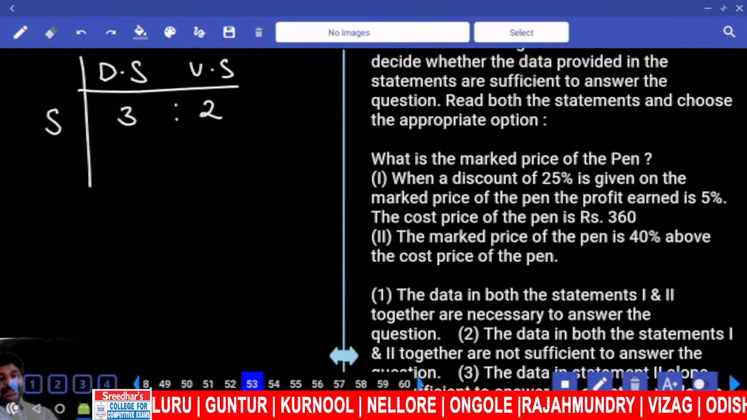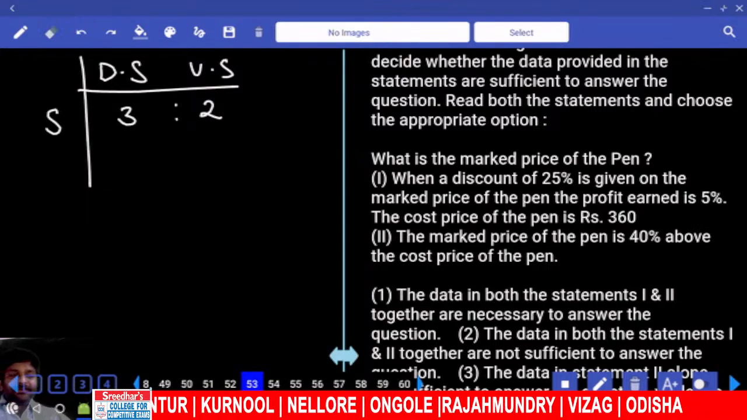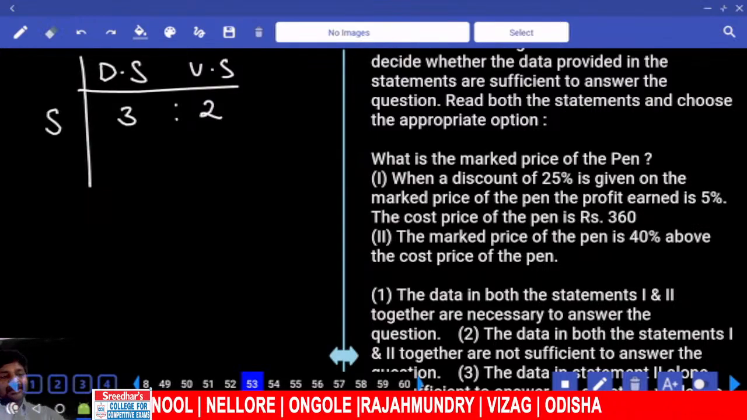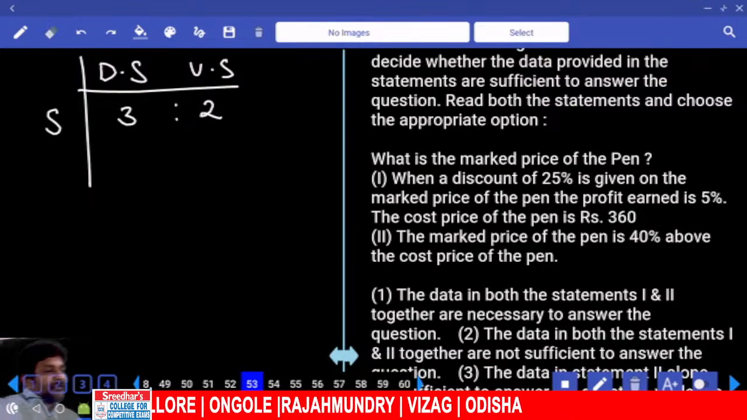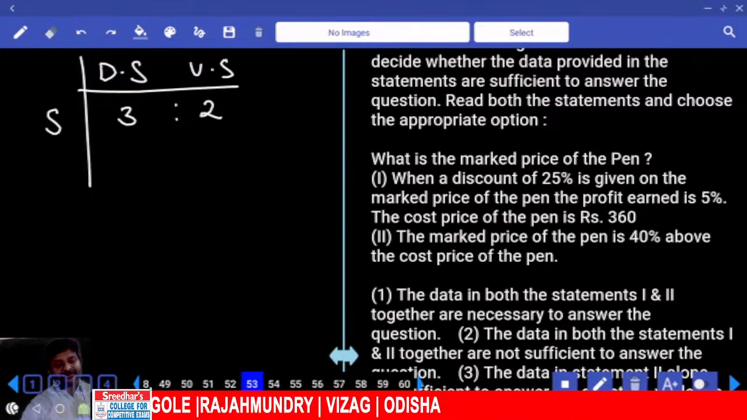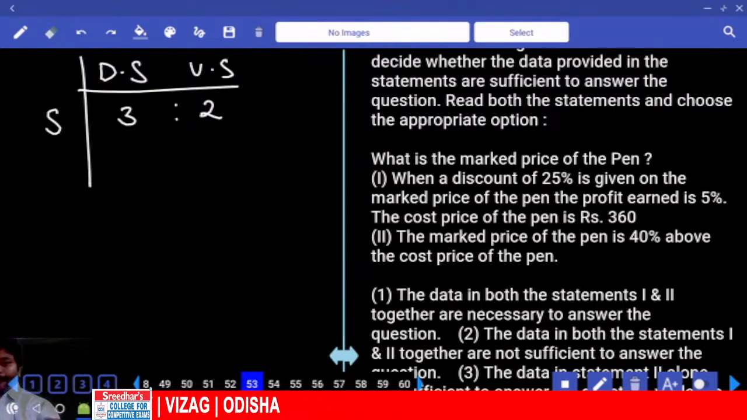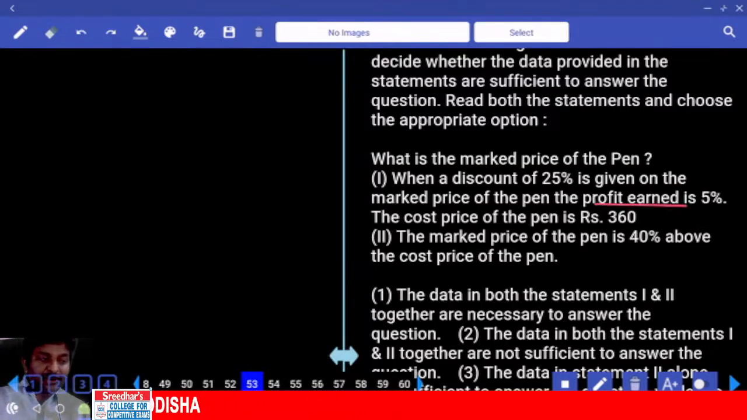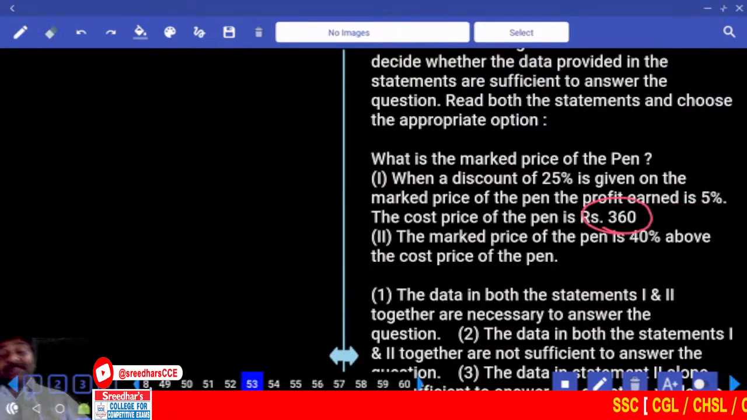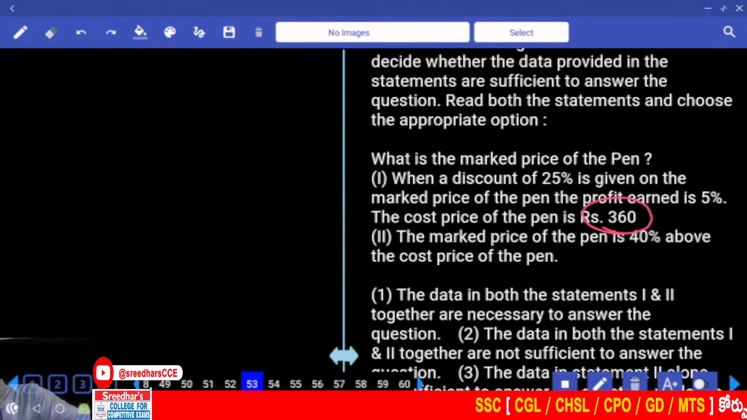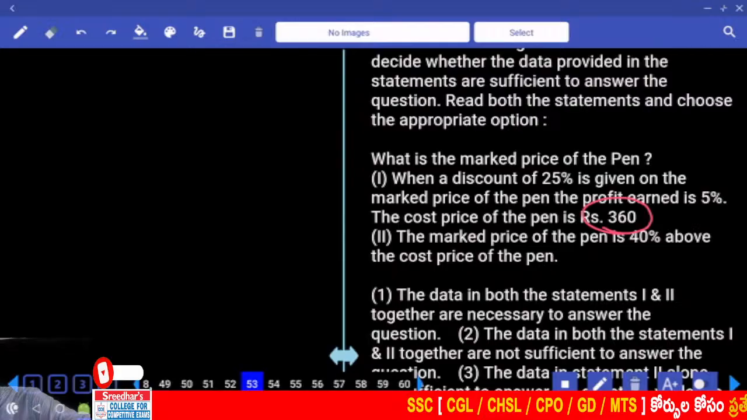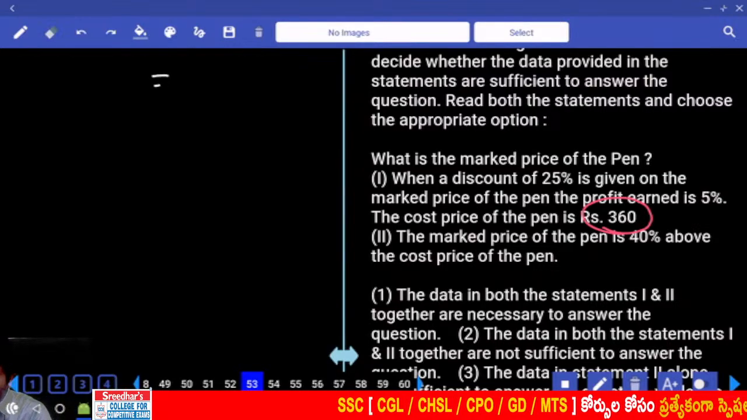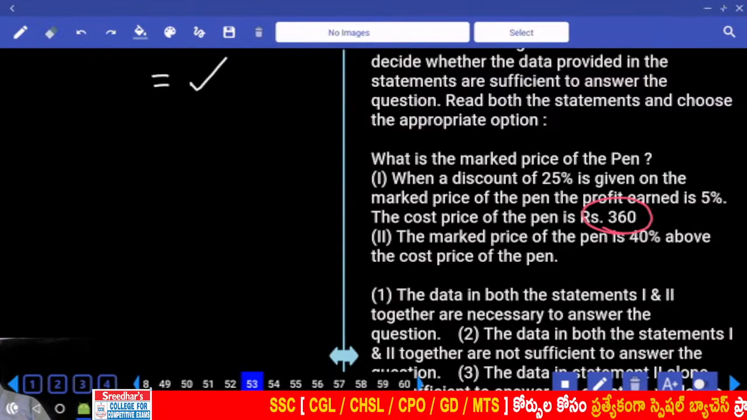What is the market price of the pen? When a discount of 25% is given on the market price of the pen, the profit earned is 5%. The cost price of the pen is 360. Wait, we know the cost price. How much profit is made? So we can calculate 5% on the cost price. And can we calculate the selling price in terms of rupees? So the selling price in terms of rupees we know.